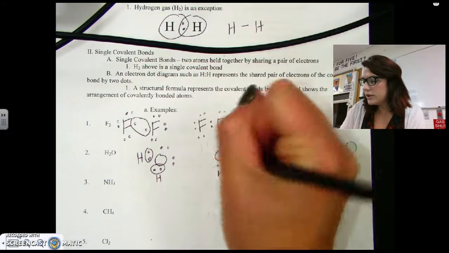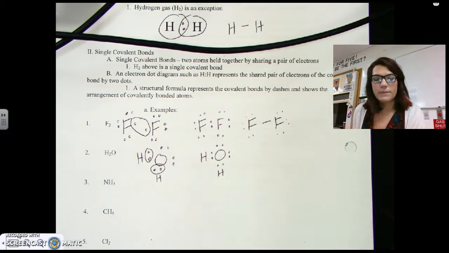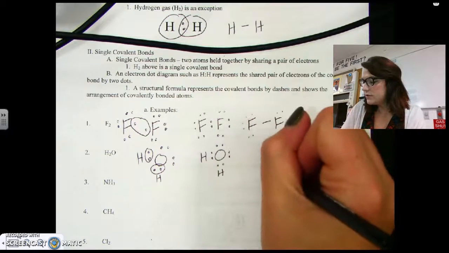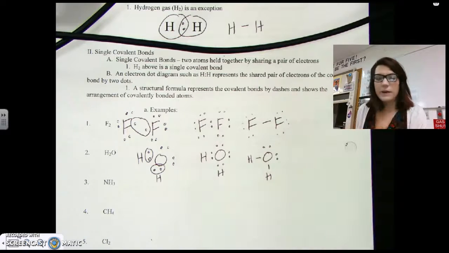It's going to have a hydrogen sharing 1 electron, and then 2 lone pairs. And if I wanted to do the line, I could do something like this. Hydrogen with oxygen's 2 lone pairs. Good? All right, let's do one more.